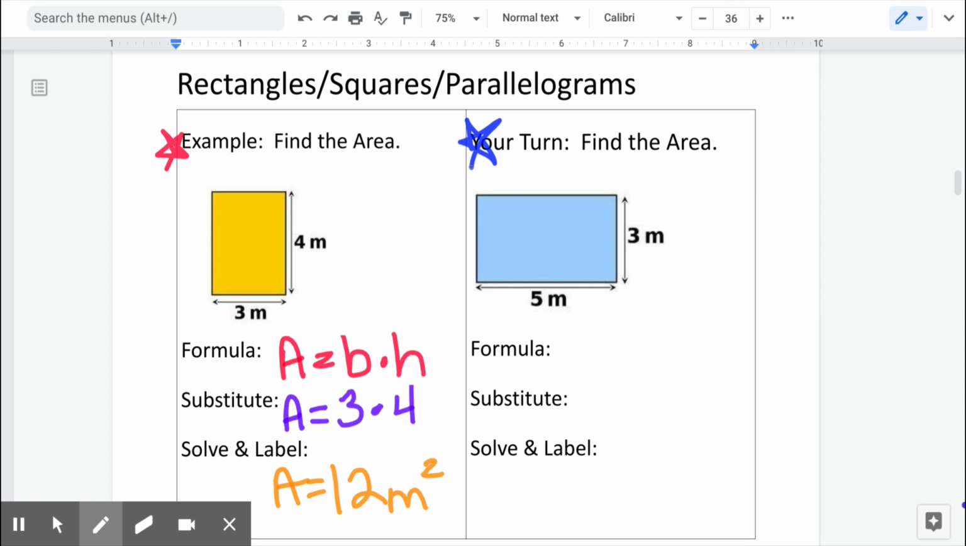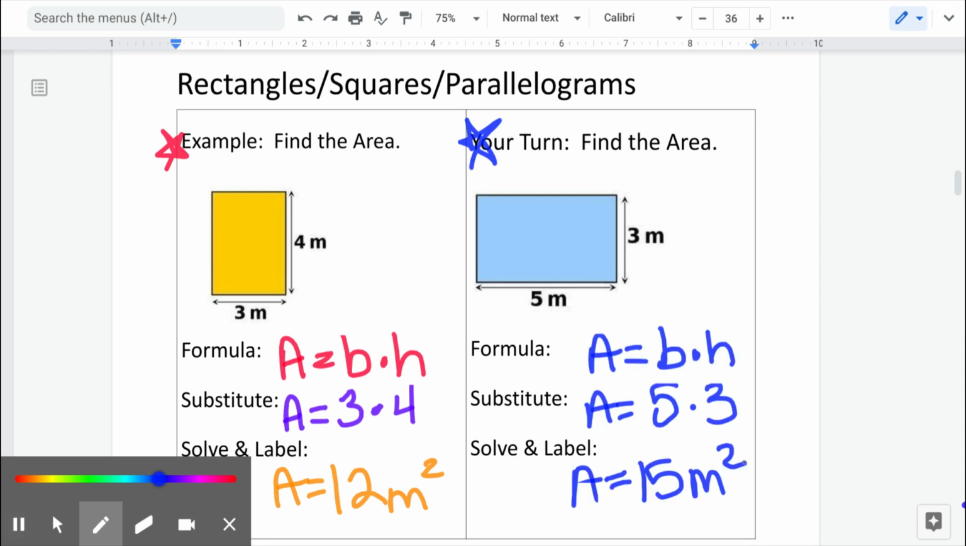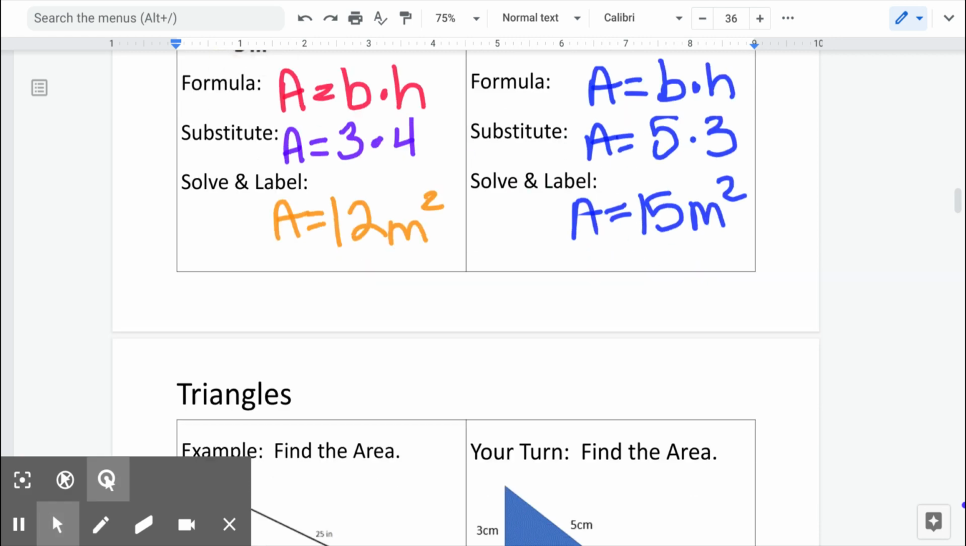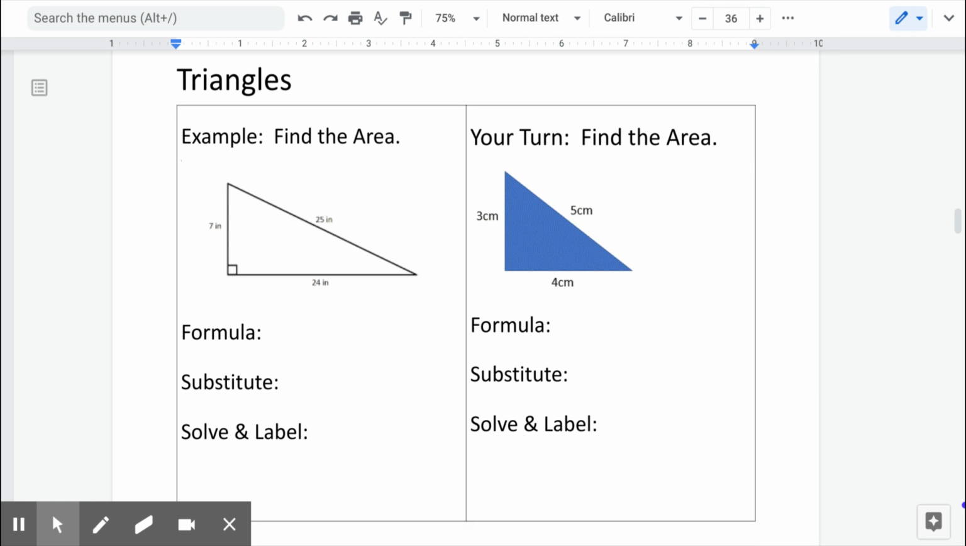And here's the correct answer for your turn. How'd you do? Did you first write the formula? Did you substitute in and show that you're multiplying 5 times 3? Then did you solve to get 15 with a label of meters squared? Let's go ahead and move on to triangles.